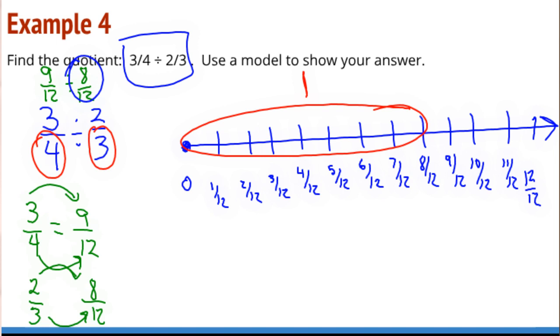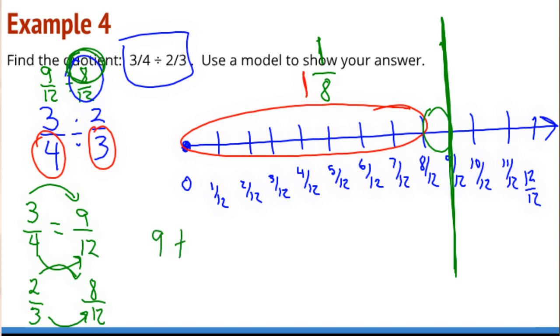And I don't have enough to make another group. And it's important we remember here that I've got how many 8/12 are in 9/12. I've only got 1/12 left over. I am putting them in groups of 8, which is my denominator then. And I have this one piece left over. So I can make 1 and 1/8 groups of 8/12 out of 9/12.